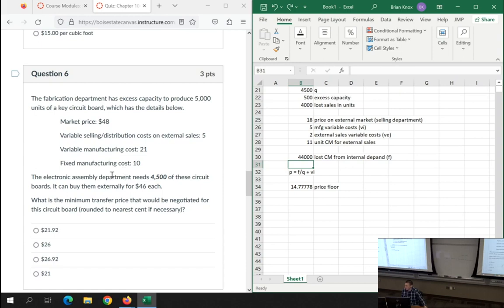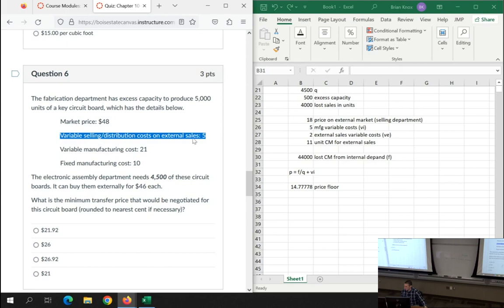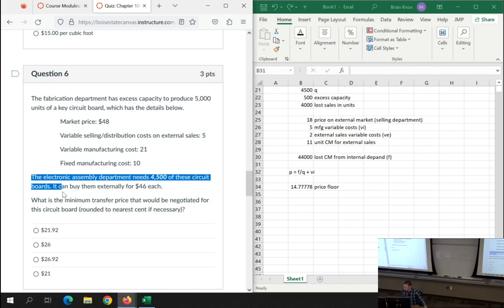Oh, hey, here's a question just like this. The fabrication department has excess capacity to produce 5,000 units of a key circuit board, which has the details below. Market price, $48. Variable selling and distribution cost on external sales, $5. Variable manufacturing cost, $21. Fixed manufacturing cost, $10. The electronic assembly department needs 4,500 of these circuit boards. It can buy them externally for $46 each. What is the minimum transfer price that would be negotiated for the circuit board?